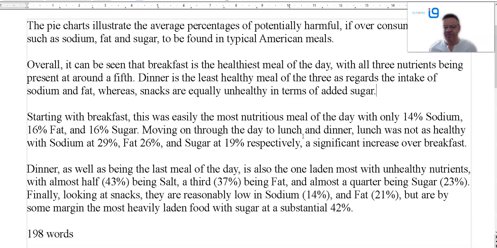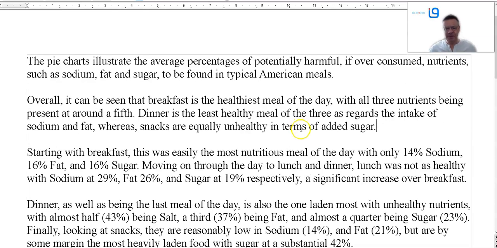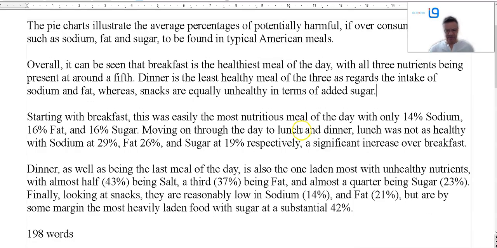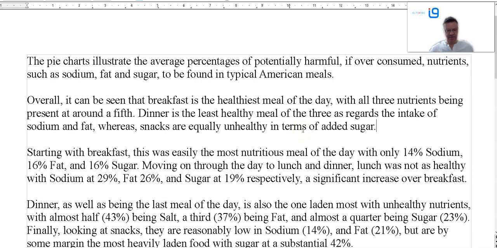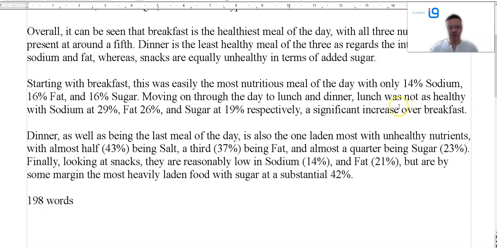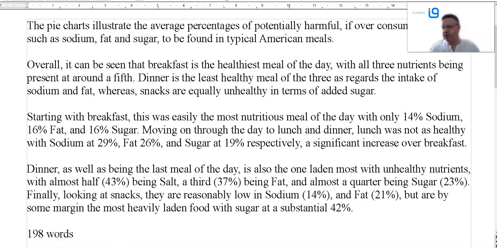Yeah. So you can see how I've arranged this information in terms of what's the lightest, the least salty, fatty, sugary, moving on through the day, breakfast, lunch and dinner, and snacks as the outlier. So that's how I would arrange that particular one. Now, you can just about see the whole thing on the screen. So I'll leave it there. 198 words. Okay, turn that off.